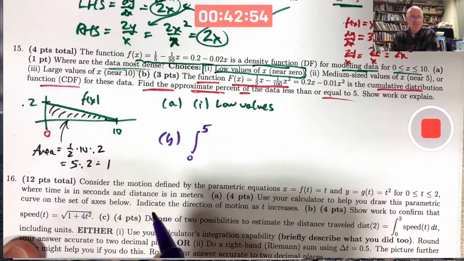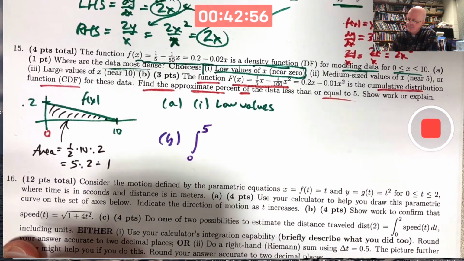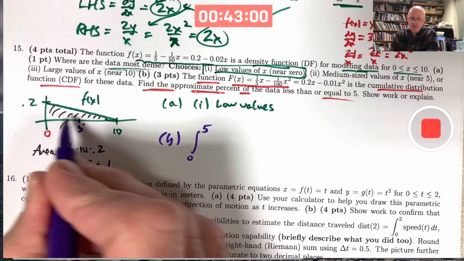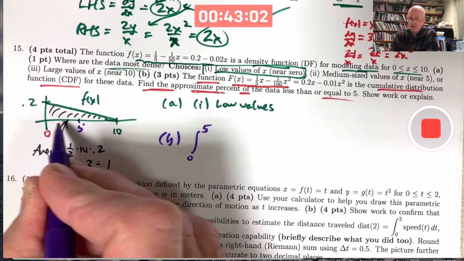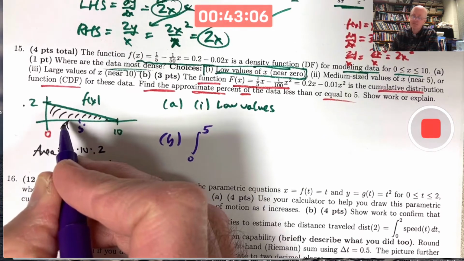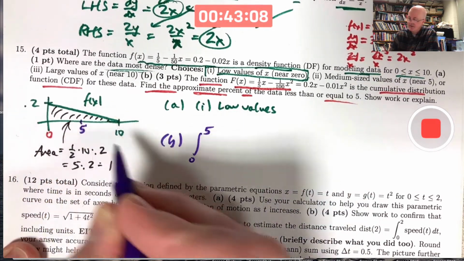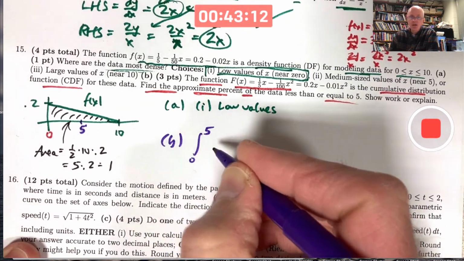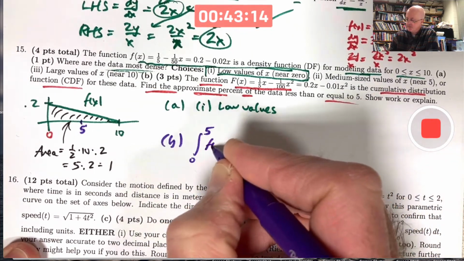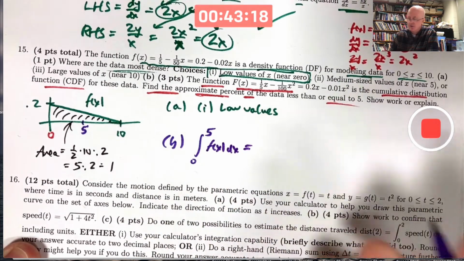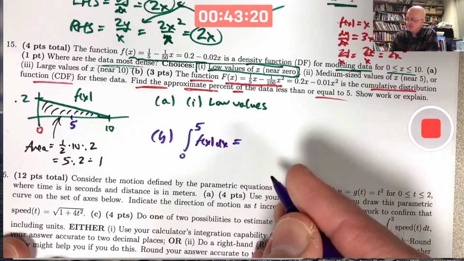And that's going to be bigger than 50% here, bigger than 0.5. Most of the data are going to be close to 0, less than 5 certainly. Most of the area under the graph is less than 5, when x is less than 5. So the answer is going to be the integral of little f from 0 to 5. And then you could convert it to a percent. You're going to get a decimal answer.